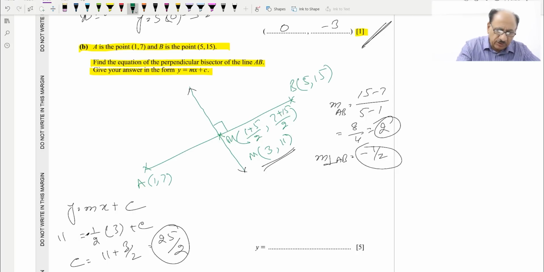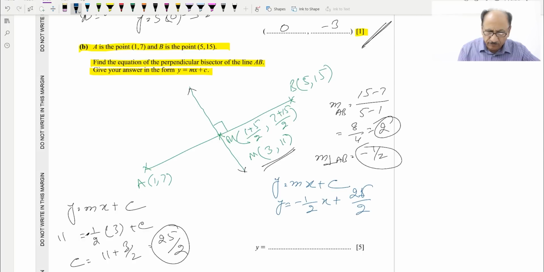Again we will be applying y is equal to mx plus c, and this is how we can write it: y is equal to m, which is minus 1 by 2, x, plus c, which is 25 by 2, and this will be our final answer. So y is equal to minus 1 by 2 x plus 12 and a half, or 12.5, or 25 by 2. This is the 5-mark question which we have done.